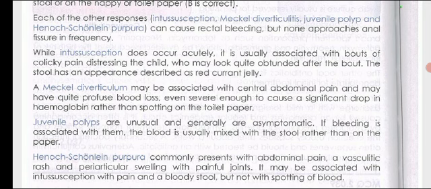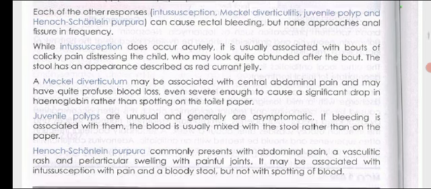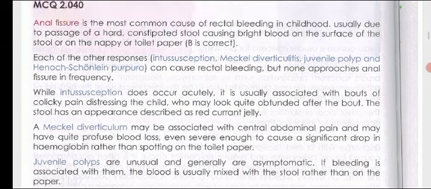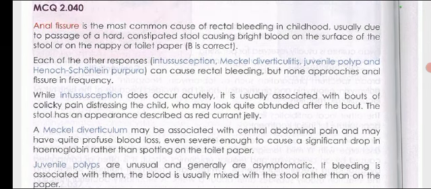Henoch-Schönlein purpura commonly presents with abdominal pain, vasculitic rash, and swelling and with painful joints. It may be associated with intussusception, with pain and bloody stool, but not with spotting of blood. So anal fissure is the correct answer.